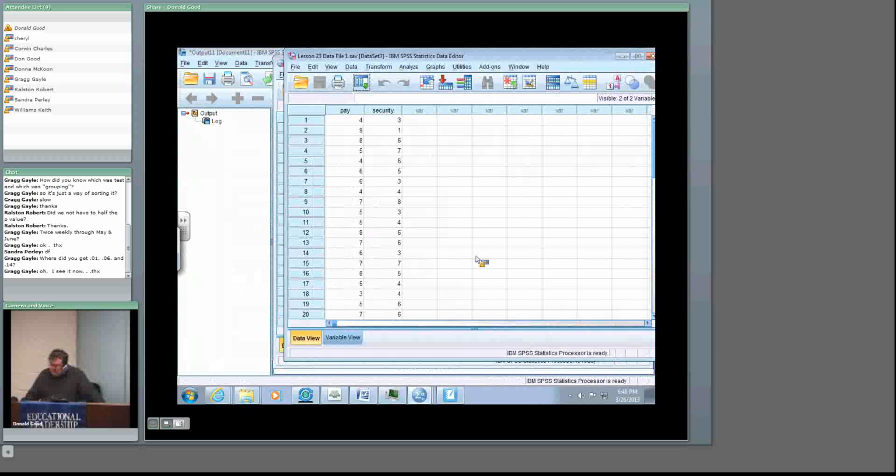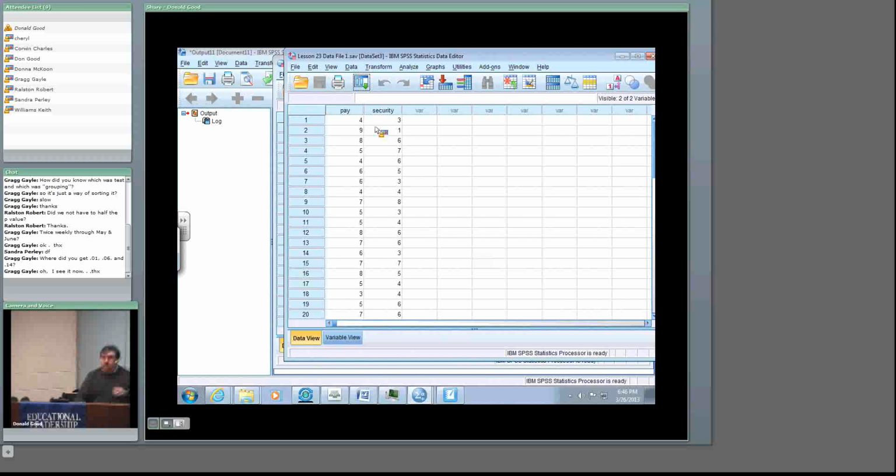On a 1 to 10 scale, here's how concerned I am for pay. On a 1 to 10 scale, here's how concerned I am for security. I wonder overall which is a bigger concern. Now, these are paired data. They're not independent because person number 1 is concerned about pay on the level of 4 and concerned about security on the level of 3. So the 4 and the 3 go together. That's paired.